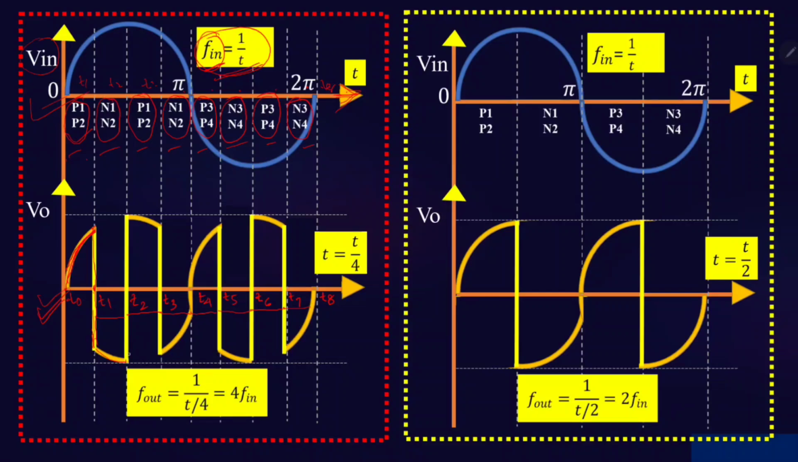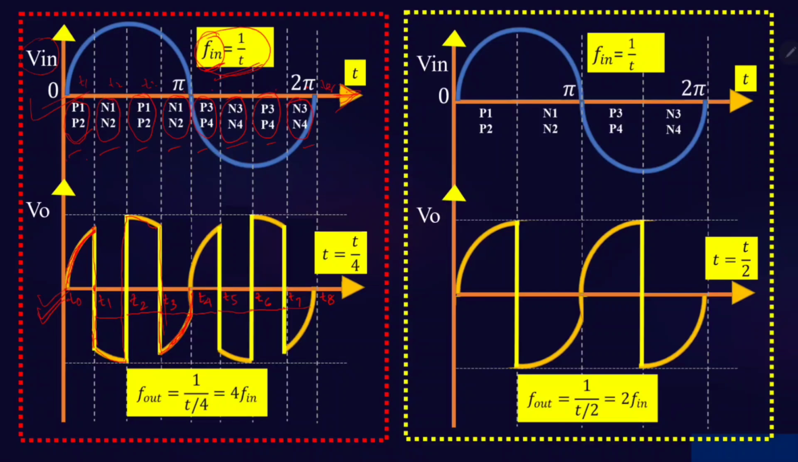Again after that, the sequence turns on P1 and P2, so at that time we will get the positive voltage. Similarly, as in the previous case, when N1 and N2 are on, we will get the negative voltage. So this is the negative voltage.